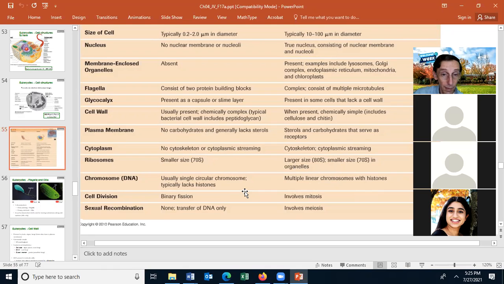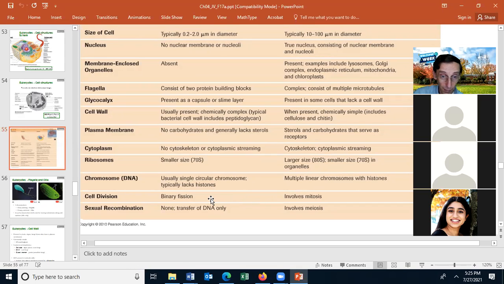The chromosome in the prokaryotic cell is usually a single chromosome, circular, and in the bacteria it lacks histone proteins. In eukaryotes we usually have multiple chromosomes. They're linear chromosomes, and they're associated with histone protein.